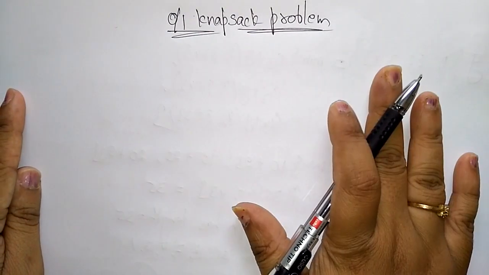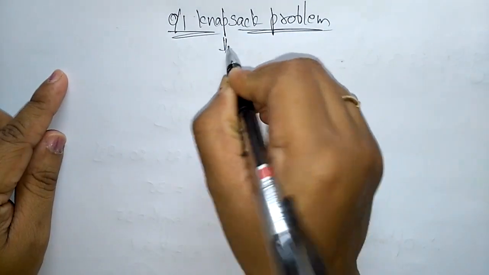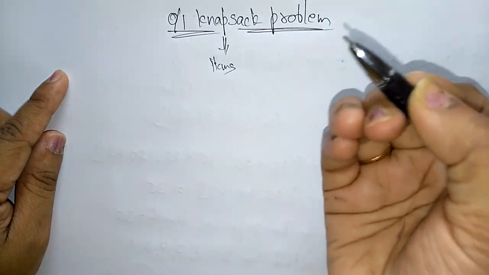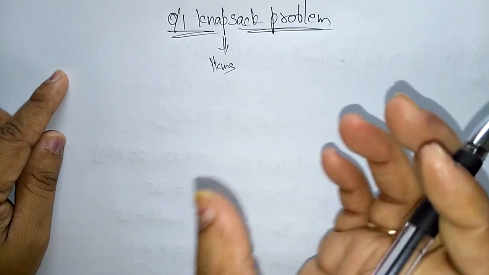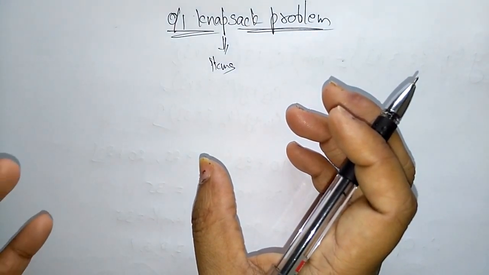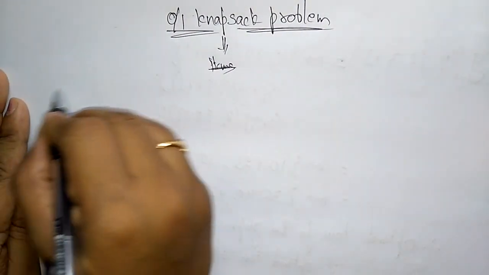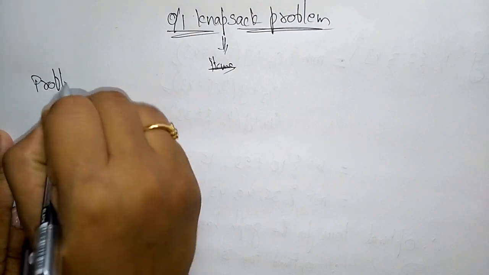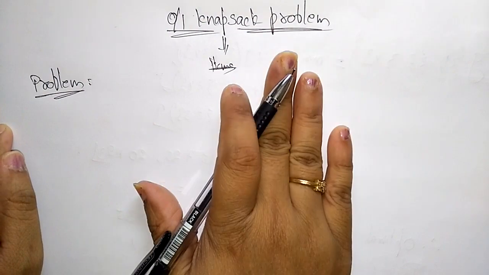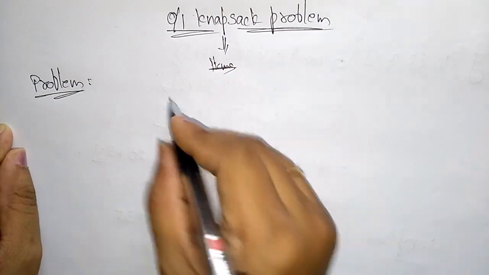Knapsack is nothing but some item, or something like any item. In that, we have to find out the minimum weight. Suppose, let me write that. Let's take the problem. Suppose you are given a knapsack problem with limited weight capacity and some items, each of which has a weight and a value.